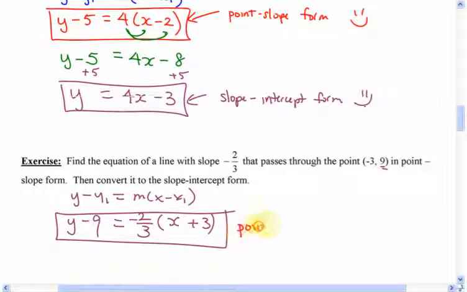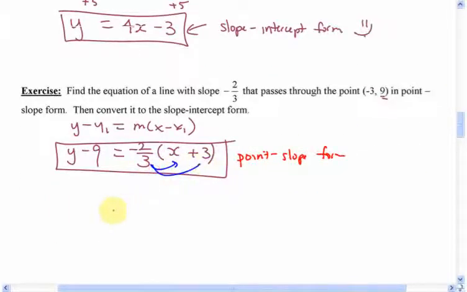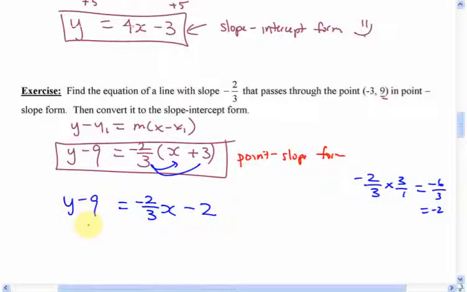Now, ladies and gentlemen, how do I get this into the y-intercept form? Once again, I want you to distribute. Be careful with the distribution here. -2/3 times x is just -2/3 x. -2/3 times 3, what is that? That's -6/3, which is -2. Okay, and then I'm still not done. I have to add 9 to both sides. And if you got this, give yourself a pat on the back.